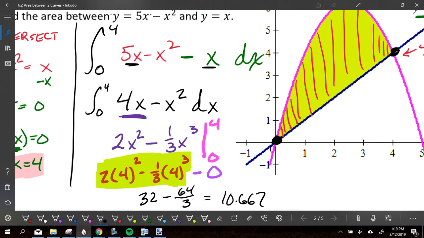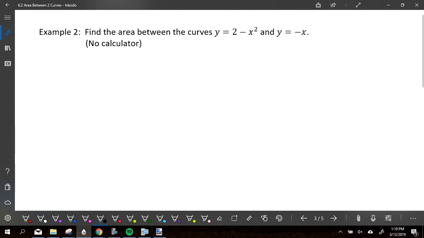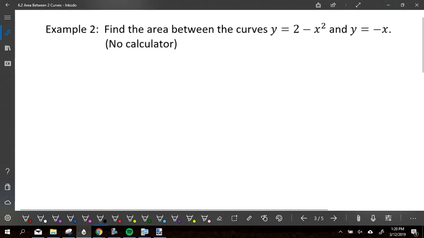It's really easy when they give you a picture and they make it nice and easy to look at. They're not always going to be that nice. On the back side there, we are finding the area between the two curves, y equals 2 minus x squared and y equals negative x, and this is a non-calculator question. So you need to have a picture here. If you don't have a picture, then you don't know which curve is on top and which one's on bottom.